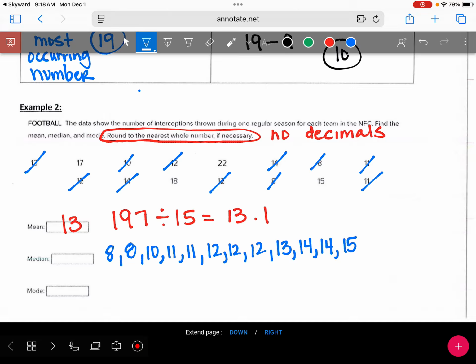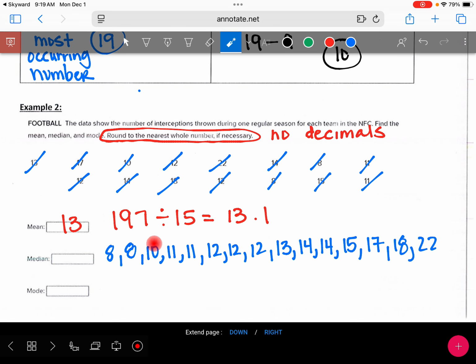So we left off at 15, so do we got any 16s? All right, what about 17s? Yep. We got any 18s? Yep. And then 22. Okay, now I got to make sure, because this is a long list. Count them up. Make sure you still got 15 numbers. Make sure we didn't drop one.